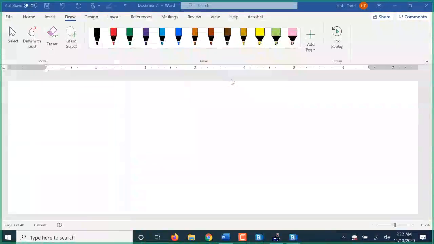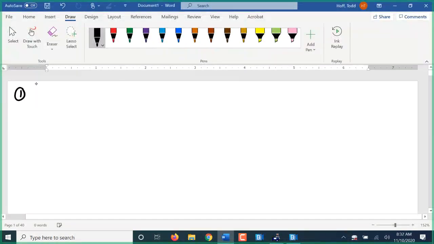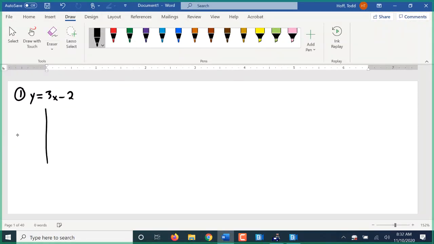Recording has started. So we left off last Friday. We were graphing using tables and plotting points. And I had left you with a worksheet. On that worksheet, there were 10 equations we needed to graph. Now, the first one we had already done together. y equals 3x minus 2.